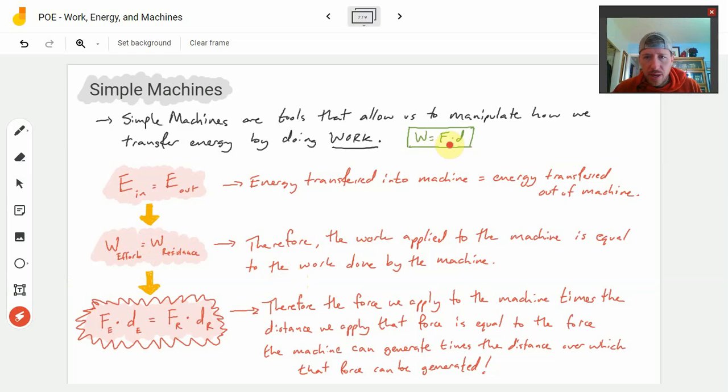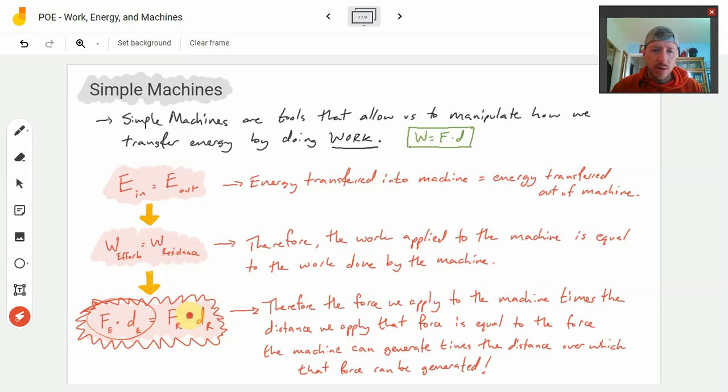And so then we can plug in our work formula to say the force effort times the distance effort is equal to the force resistance times the distance resistance. In other words, the force that we apply times the distance we apply it is equal to the force that we generate times the distance that we generate it. This is a big equation to remember, because it is a key equation that we'll use in analyzing simple machines and how they work.